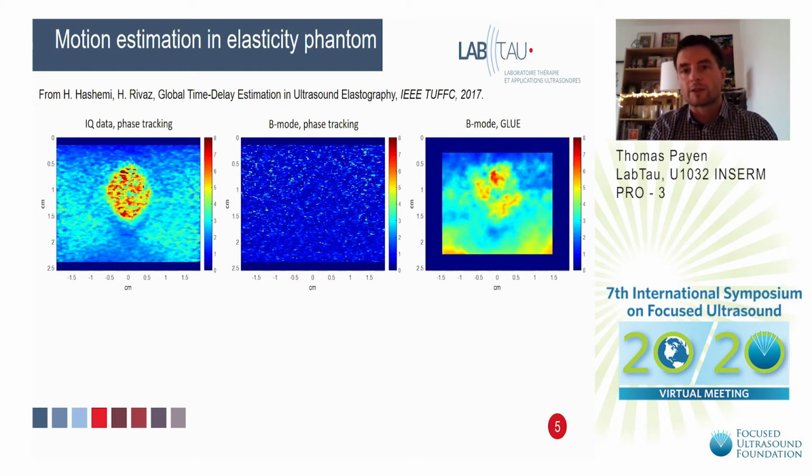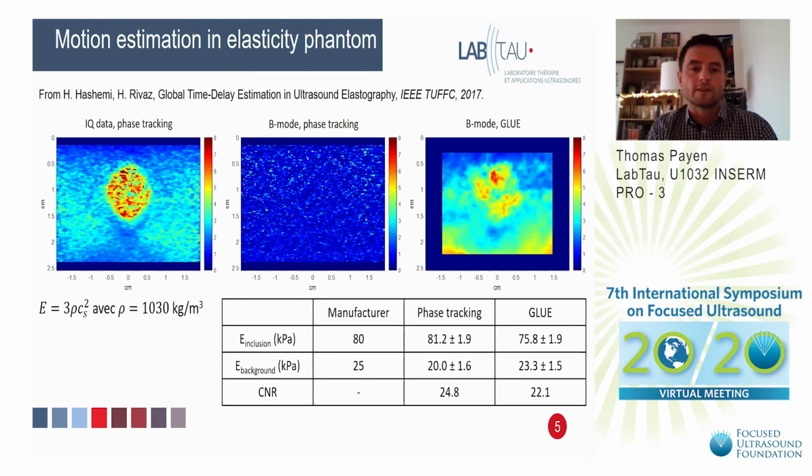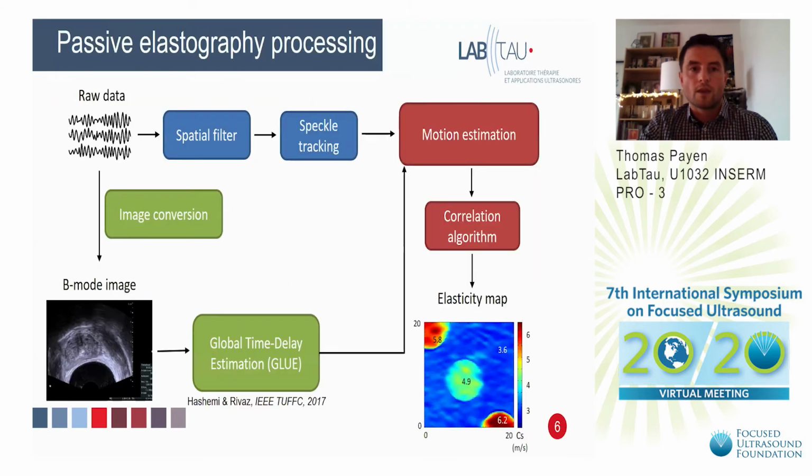contrast, which you can get back with the technique called GLUE, which was developed by the team of Professor Rivaz, and estimates the motion from the whole frame at once. If we look at the Young's moduli of these techniques, both the phase tracking and the GLUE are pretty close to the manufacturer's value. So we found our missing brick, the GLUE technique, which helps get back to the motion estimation in our process.